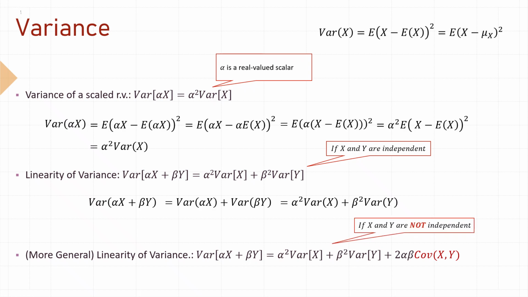For dependent variables x and y, the variance of alpha x plus beta y is alpha squared variance of x plus beta squared variance of y plus 2 times alpha times beta times the covariance of x and y, and the variance of alpha x minus beta y is alpha squared variance of x plus beta squared variance of y minus 2 times alpha times beta times the covariance of x and y. We will discuss covariance further in the covariance and correlation video.